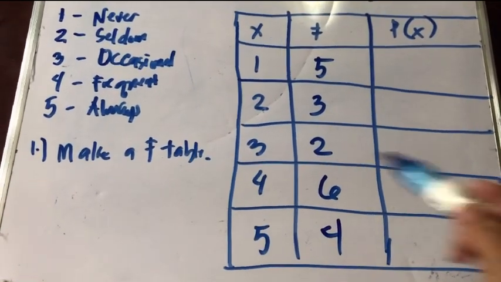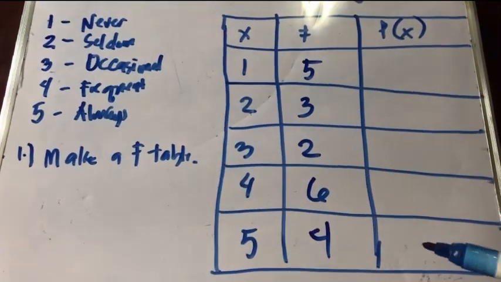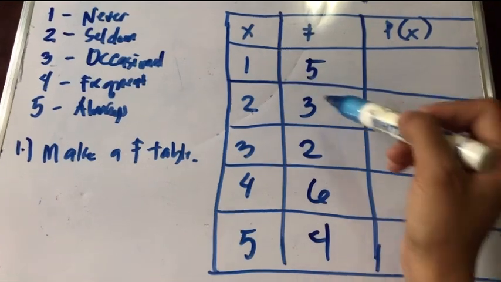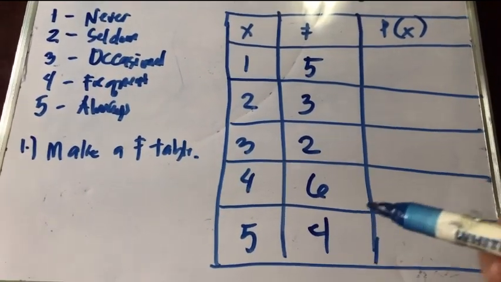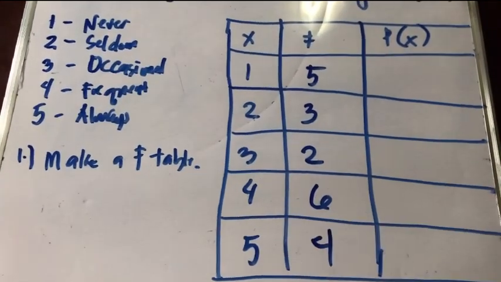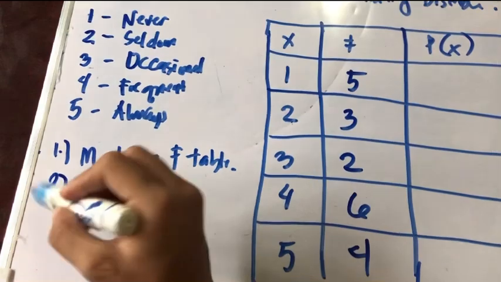So the second step here is to add all the frequencies. So how much is this? 5, 6, 7, 8, 9, 10 plus 6, 16 plus 4, 20. So it sums up to our respondents. They are the same. Next is to get the probability.